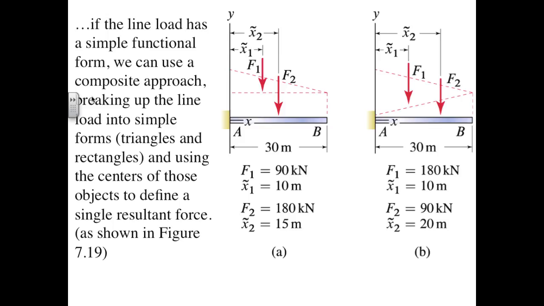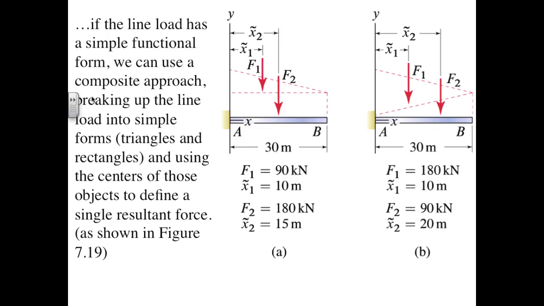Its center is 15 meters from A or B. The area of the triangle is 1/2 times its base, 30 meters, times its height, an additional 6 kilonewtons per meter, to get us 90 kilonewtons. Its center is 1/3 of 30 meters, or 10 meters from A.